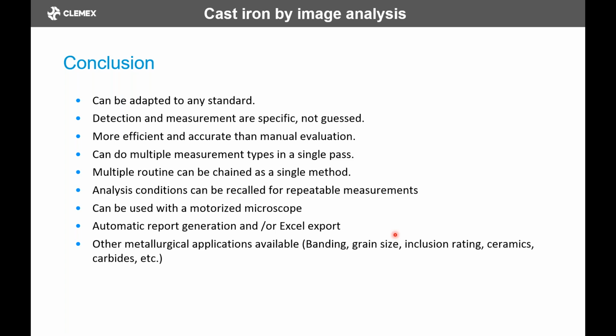We can do multiple measurements in a single pass. So for example, in the nodules, we could look at the nodules the way they are. We could also look at measuring the roundness or other factors in it, all in a single pass. Like you saw there, we can chain multiple routines together. So when you start with measuring the nodules, the user doesn't have to request another routine. It will just load it automatically to do the pearlite, ferrite, or the carbides.